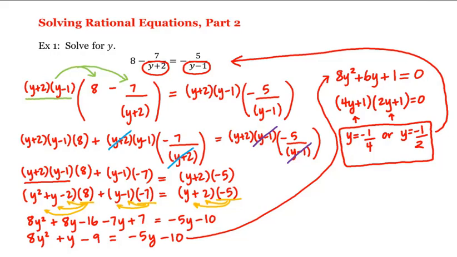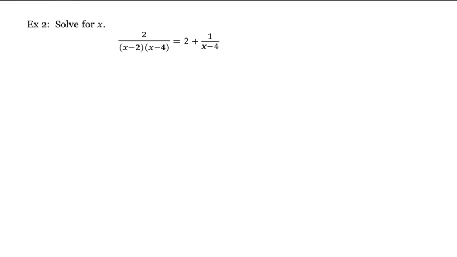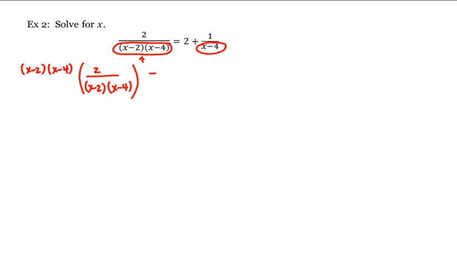All right, let's look at another example. Let's solve this equation for x. Again, we'll look at what the least common multiple of these two denominators is, and it would be this product here. So let's multiply both sides of the equation by this product, so (x − 2)(x − 4) times 2 divided by (x − 2)(x − 4) is equal to (x − 2)(x − 4) times 2 plus 1 over x − 4.